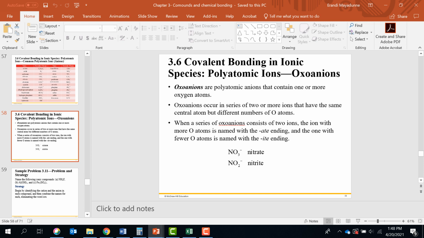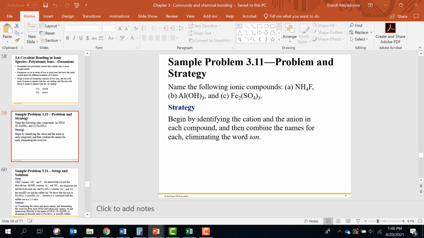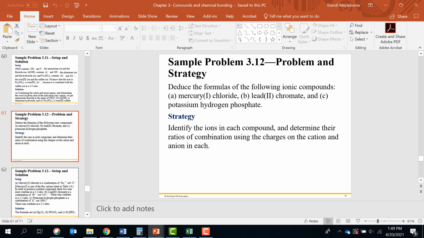In nitrate and nitrite, you see both have nitrogen and oxygen. What's the difference? The number of oxygens. When you have a higher number of oxygens, you write ate. Less number of oxygens, nitrite. So let's see how you name some of these compounds. Ammonium fluoride, aluminum hydroxide, iron 3 sulfate. Why 3? Because iron is 3 plus, so you go iron 3 sulfate. So that's how you write the naming.